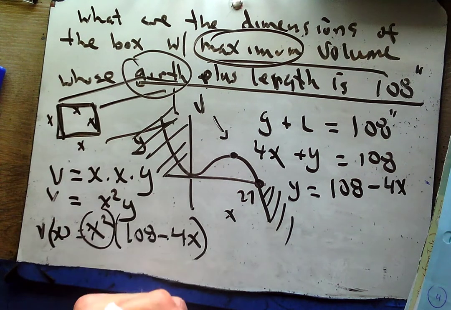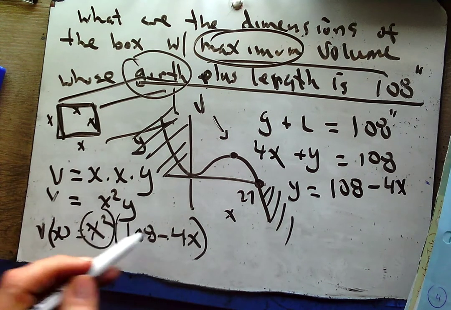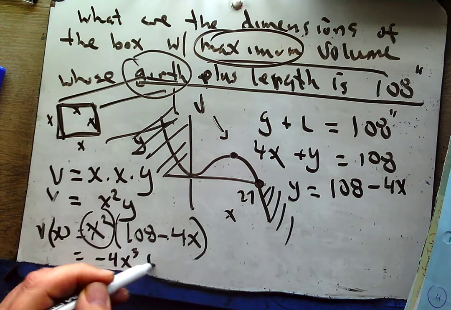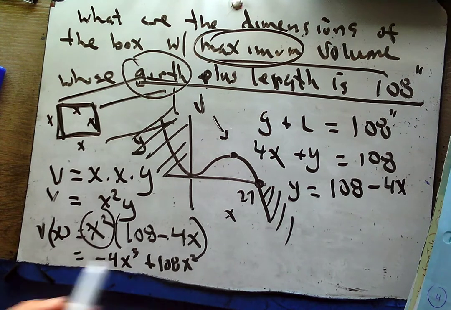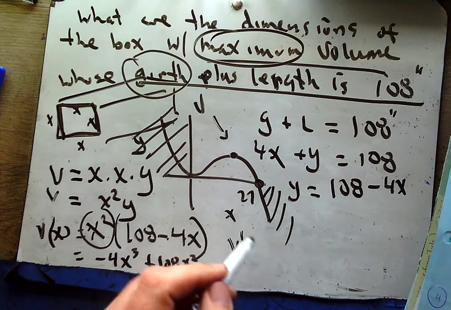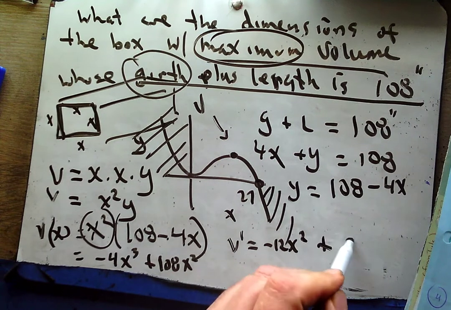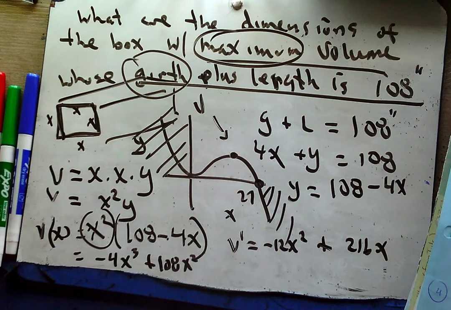How do I find that max? Just take the derivative of this. Again, you can use product rule here, or you can distribute: minus 4x to the third plus 108x squared. And when I take the derivative, v prime is going to be negative 12x squared plus 216x. Does 12 go into 216? I think it does.